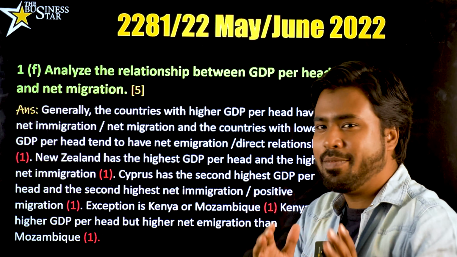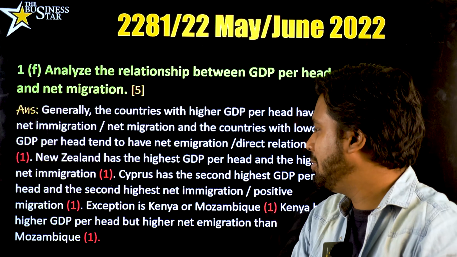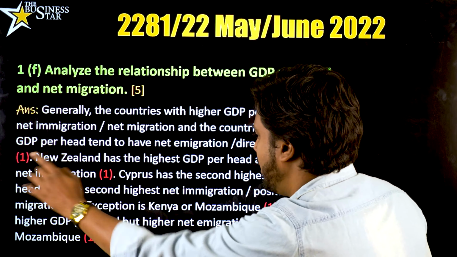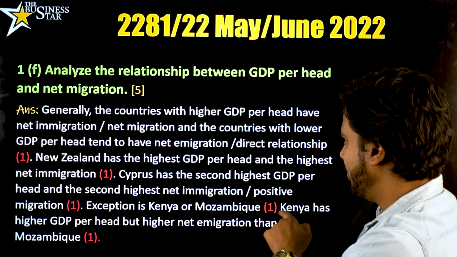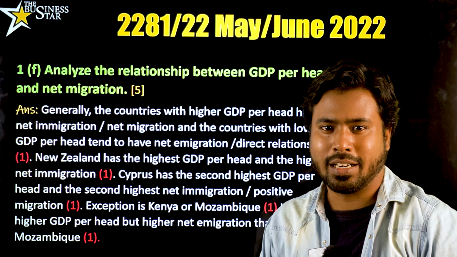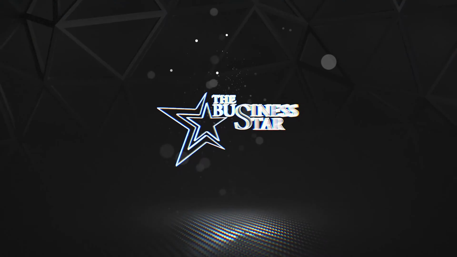Okay, so the 5 marks are distributed over here, in a very simple way, 1, 2, 3, 4, and 5. Okay, so we are done with question number 1F. Let's move on to the next question.